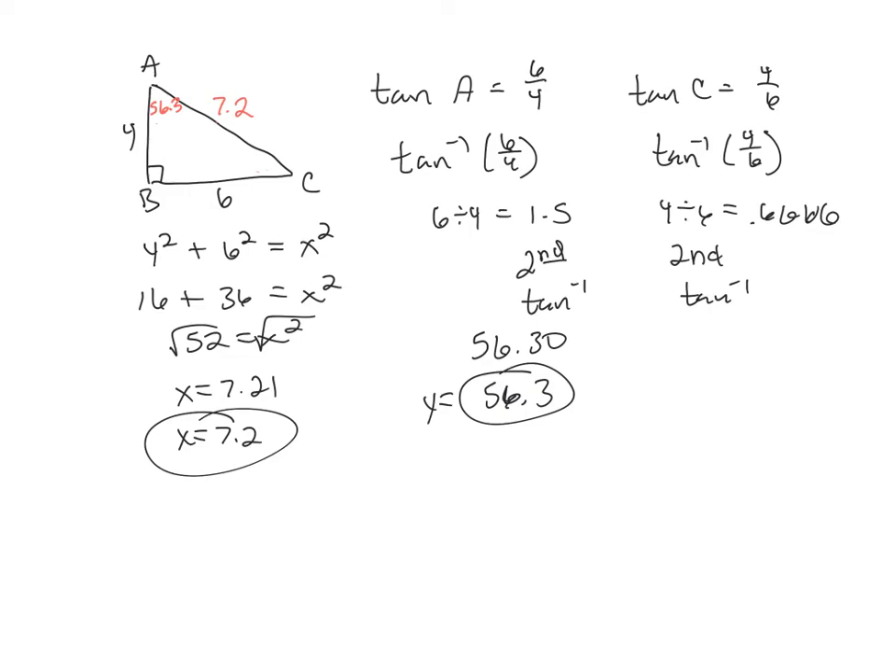I've noticed on my iPhone the second button stays pressed, so you might not have to do that every time. So let's type it in. 6, and we get 33.7. So we get 33.69 or 33.7.